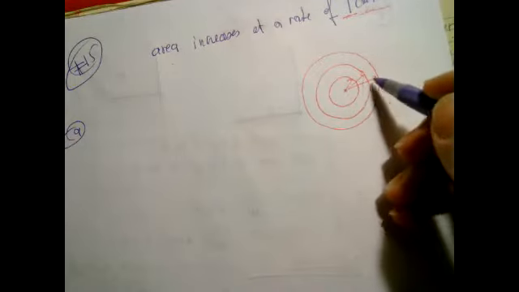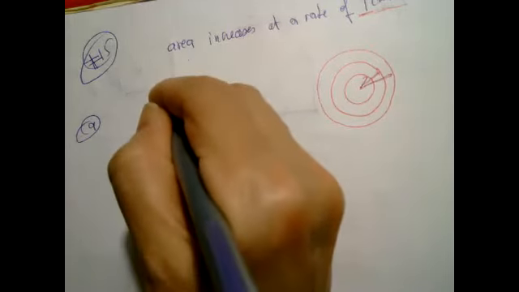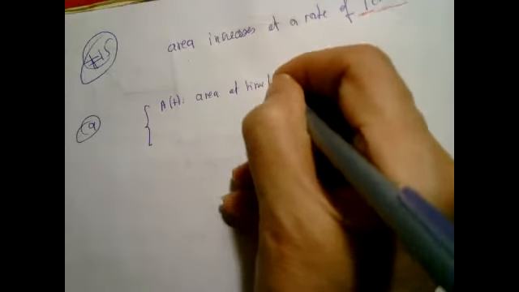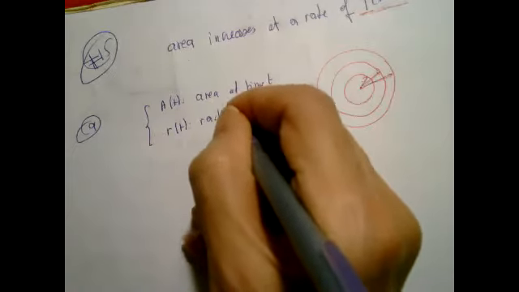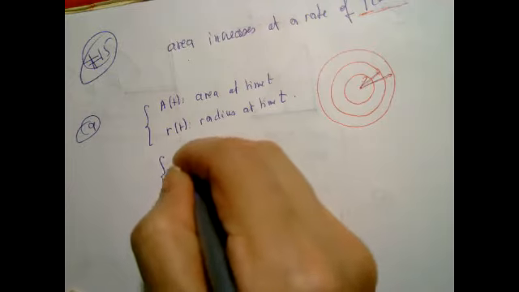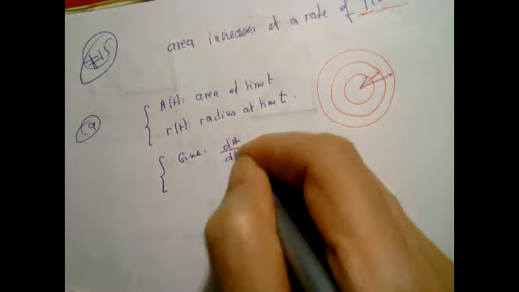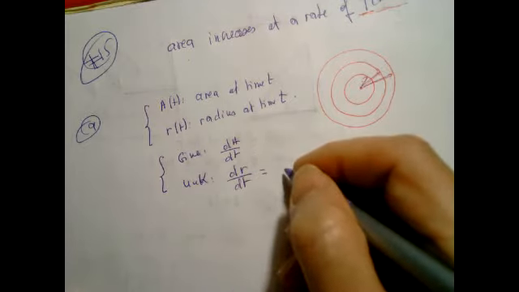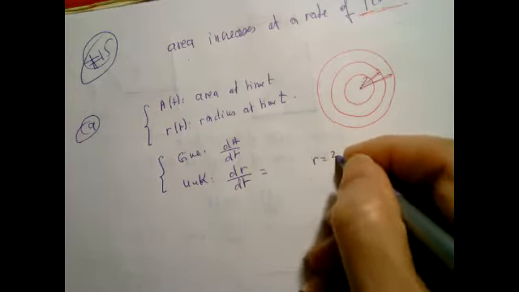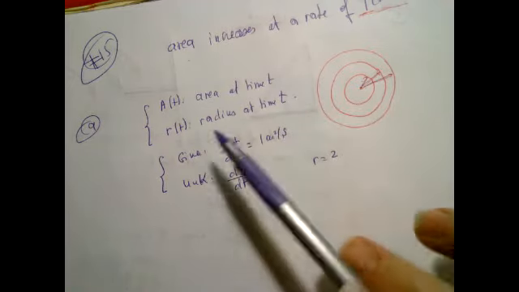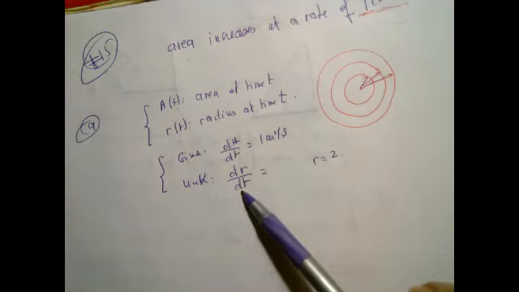So the question is, how fast is the radius increasing? We know how fast the area is changing. My two variables here are the radius and the area. A of t is the area at time t. R of t is the radius at time t. Now, what is given to us? They tell me how fast the area changes this time, not the radius. What's the unknown? They want me to find how fast the radius changes when the radius is 2. This is equal to 1 centimeter square per second. Now I got the number. They want me to know how fast the radius changes when r is 2.